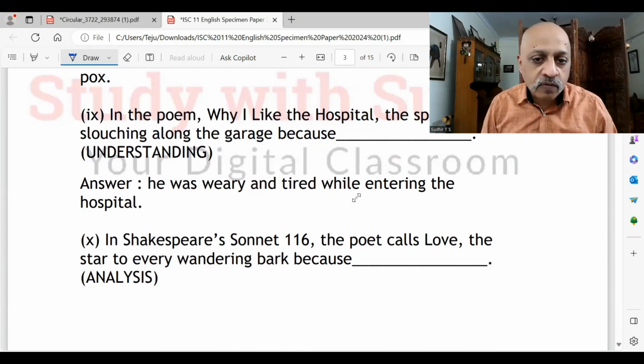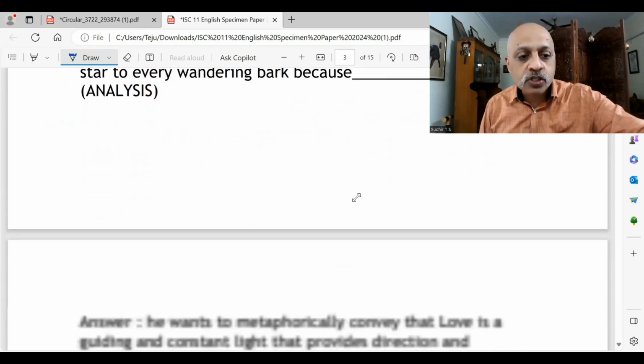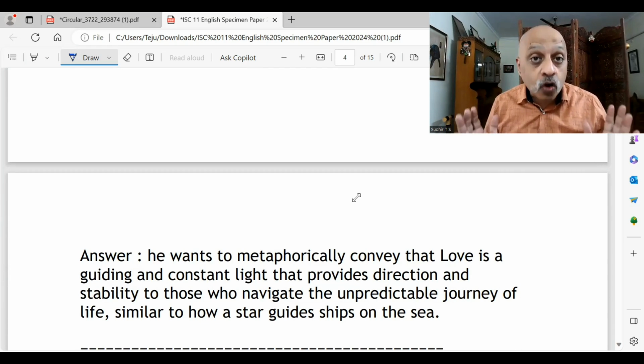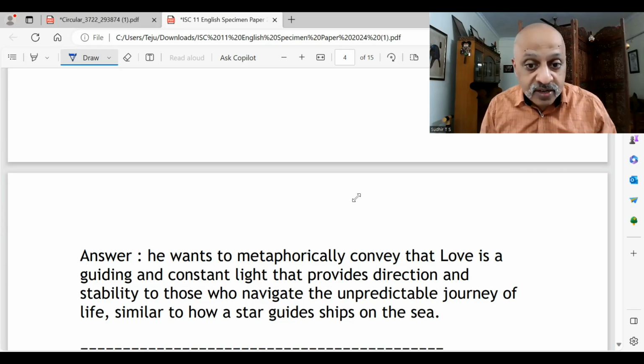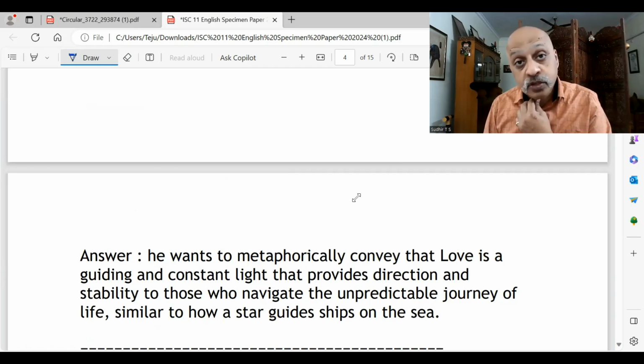In Shakespeare's Sonnet 116, the poet calls love the star to every wandering bark because he wants to metaphorically convey that love is a guiding and constant light that provides direction and stability to those who navigate the unpredictable journey of life, similar to how a star guides ships on the sea.